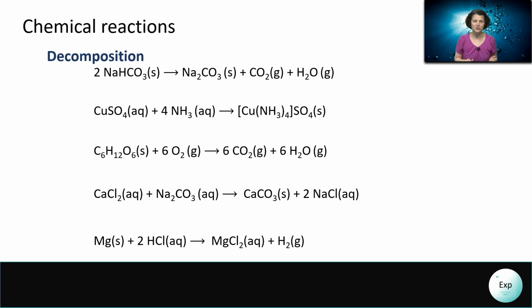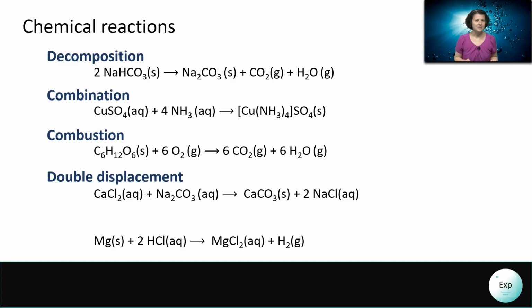There are decomposition reactions where we start with one reactant and produce multiple products. There's the combination reaction where we start with multiple compounds and we produce one product. There is combustion where we start with a fuel and some kind of oxygen or oxygen-containing material to produce combustion products, which often is carbon dioxide and water. There's double displacement or double replacement or metathesis, where the partners get exchanged, often between two ionic compounds. And there is simple displacement, in which one element is replacing another from its compounds.